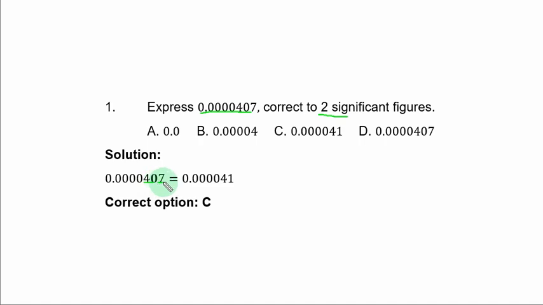7 is above 5. You round it up to 1. You add 1 to 0, it becomes 1. So the answer is 0.000041. C is the correct option.